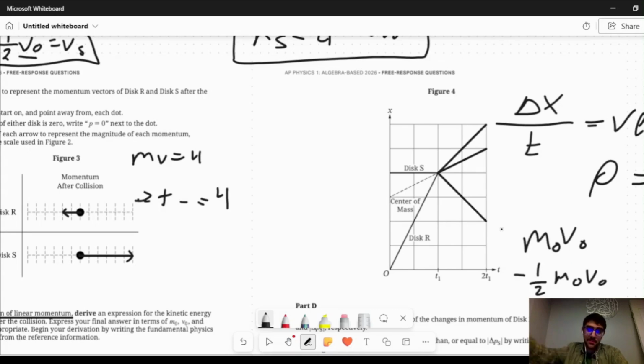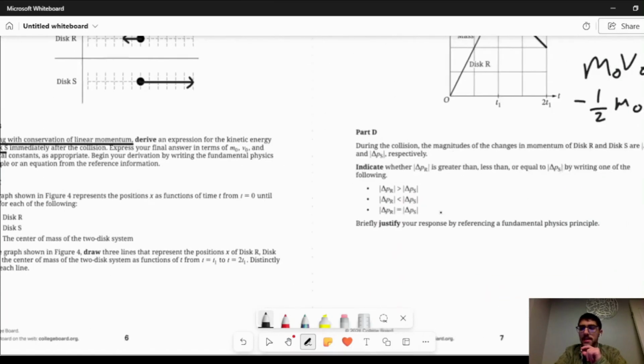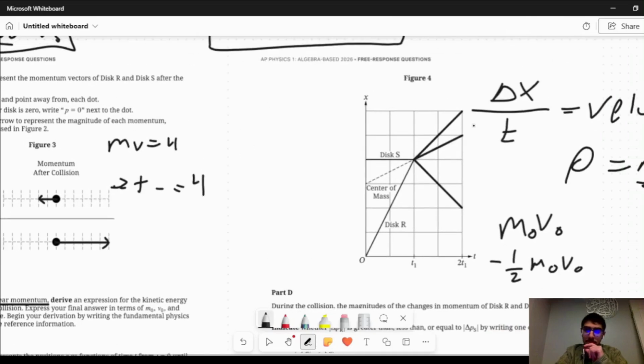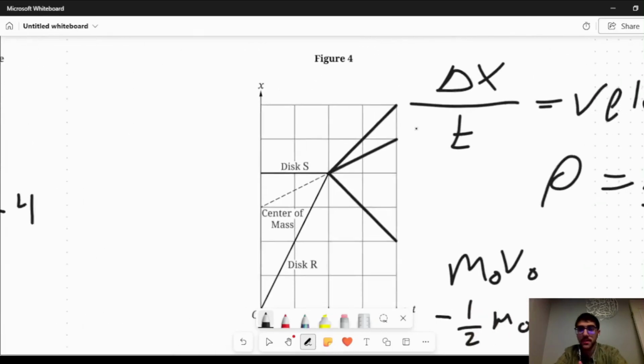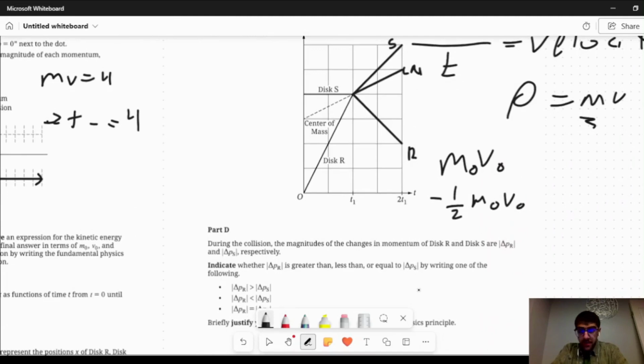An important thing to note, it boldly says label each line. So that is an important part, and it will probably cost you points, because they don't know what you're drawing, because they're all coming from the same point. So this would be, just write S, this would be maybe CM, and then this would be disk R. And that. Moving on to part D.